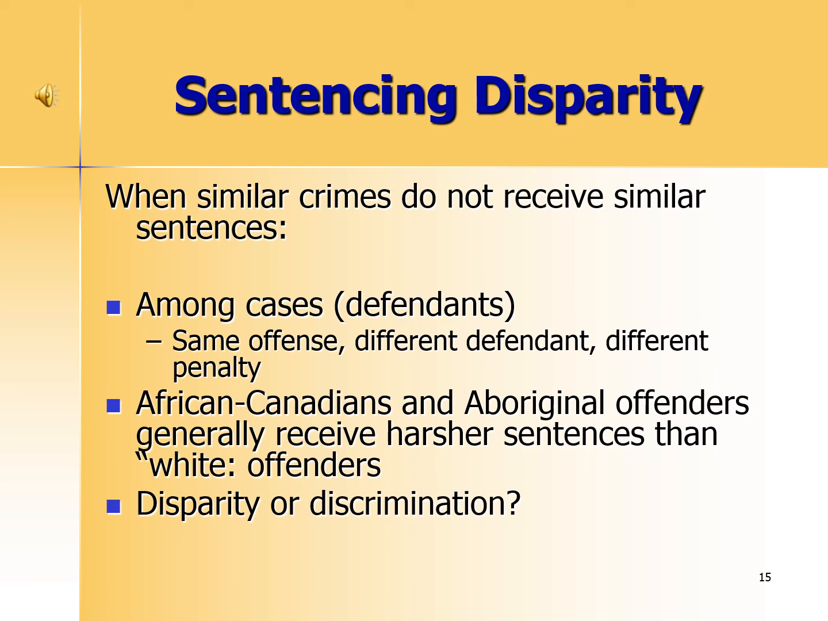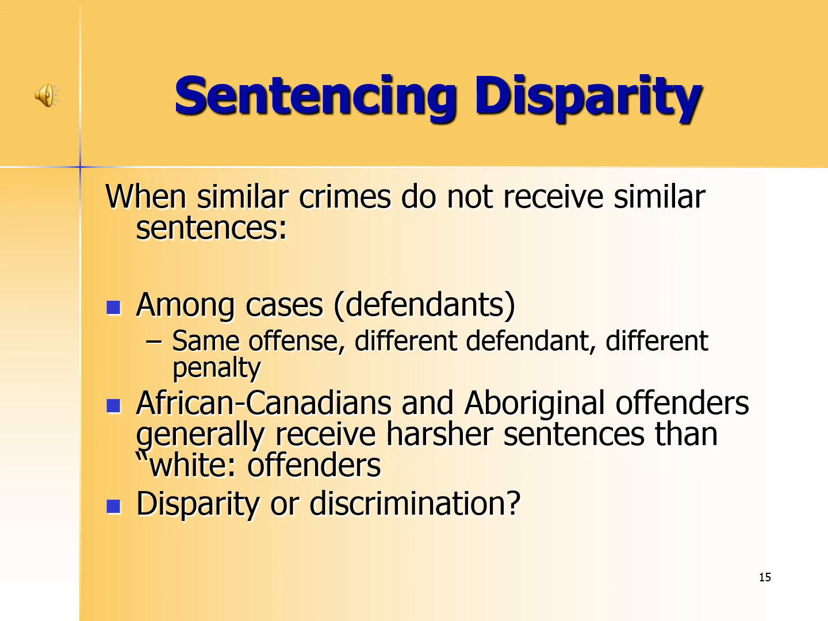But there is also great controversy over the fact that you see disparity in sentences based on race. What this means is that within Canada, African Canadians and Aboriginal Canadians tend to get longer sentences, even though the crime, the circumstances surrounding the crime, aggravating and mitigating circumstances surrounding the crime are similar to white offenders. In other words, African Canadians and Aboriginal Canadians tend to get longer sentences than white offenders who commit the same crime, under the same circumstances.